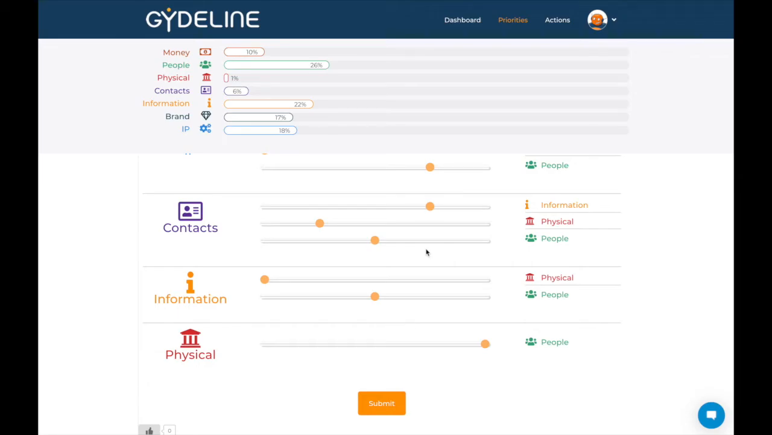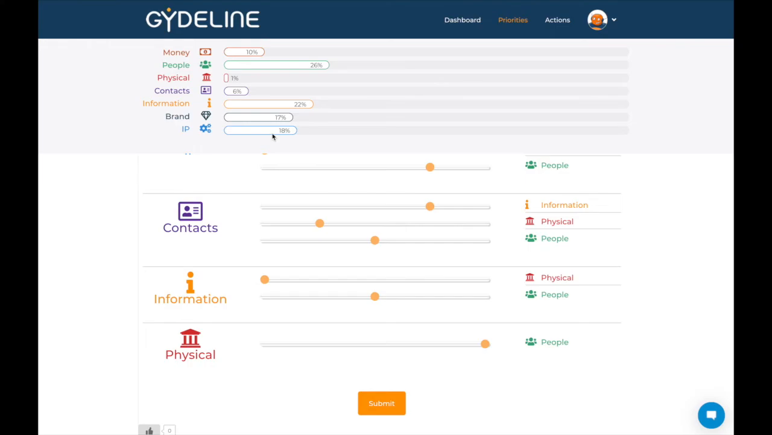Those priorities could change as our business develops. We might decide that we have new product innovations and therefore our intellectual property becomes more important. We'd come back into these priorities, we'd redo them, we'd move the sliders, and the importance of IP would move up, and therefore any actions that we need to complete in that space would move to the top of our list.